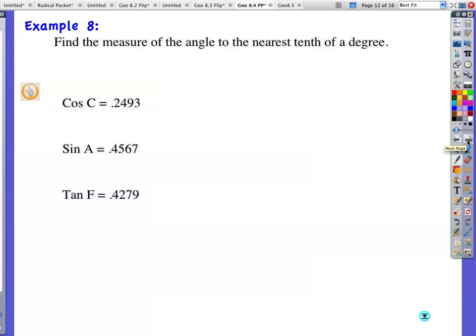Okay, and then sometimes you don't have a problem like a picture like that with a triangle. Sometimes you have a situation like this. So in example 8, they have cosine of C is equal to 0.2493. So what I'm going to do is type in inverse cosine into my calculator of 0.2493. Okay, and I think what I'll do is I'll do a quick show of that again.